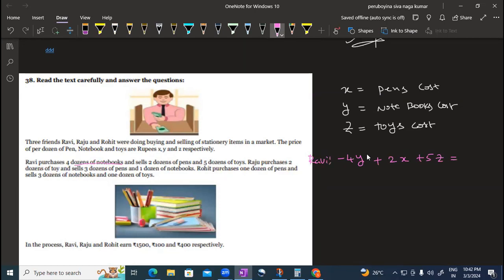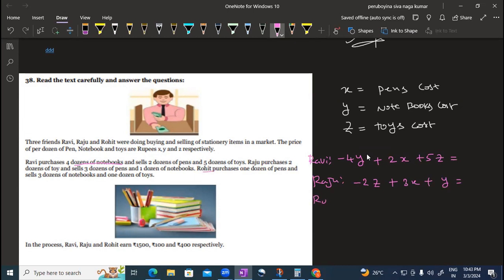And next, Raju's equation: purchases 2 dozens of toys. Purchase means negative, selling means positive. Minus 2z, dozens of toy means z. Sells 3 dozens of pens plus 1 dozen of notebook. And how much the cost is earning, we don't know.